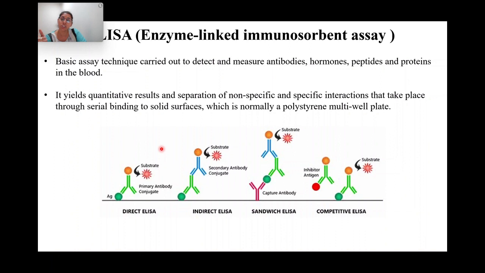But a direct ELISA means that you use only the antibody which is directly used against the antigen here. Now you have an indirect.